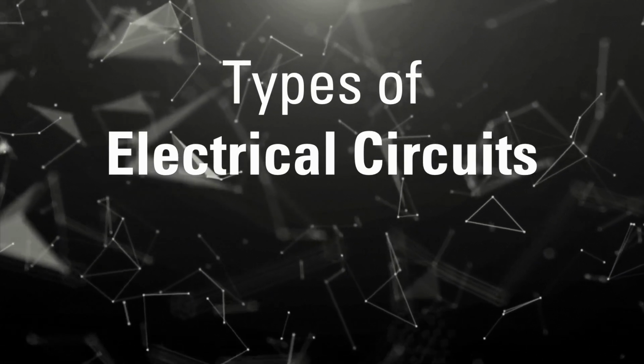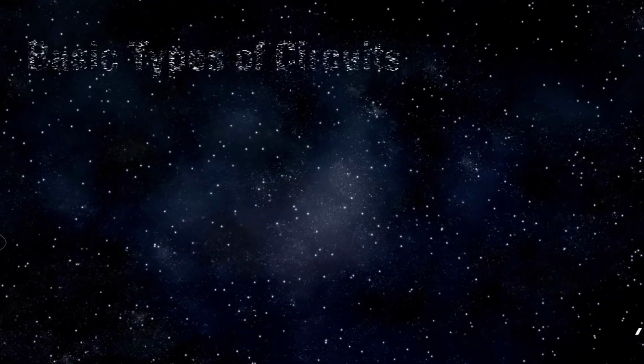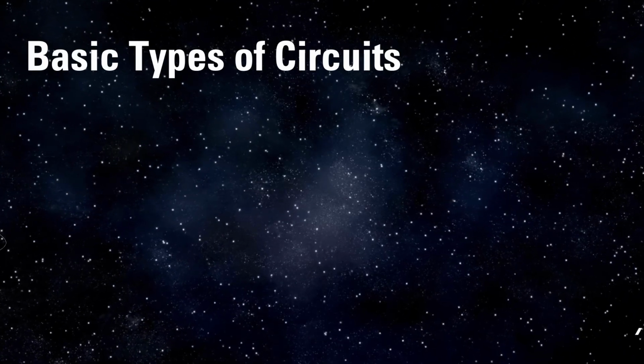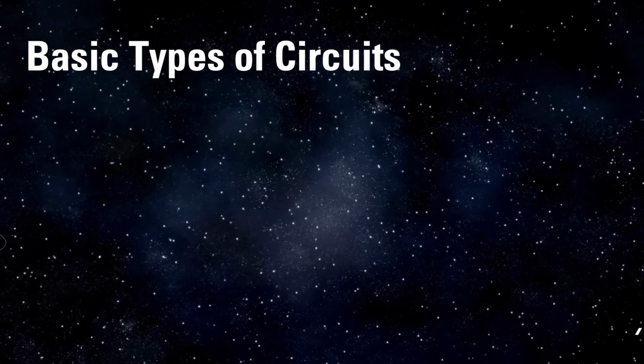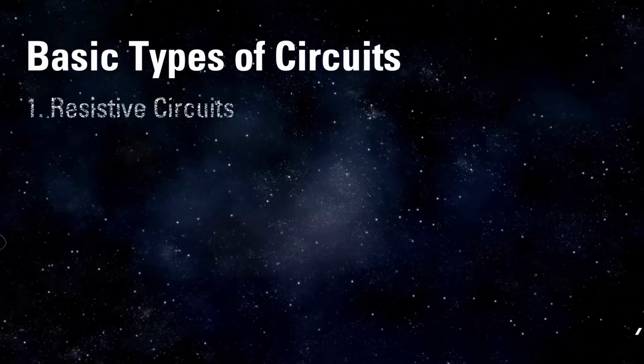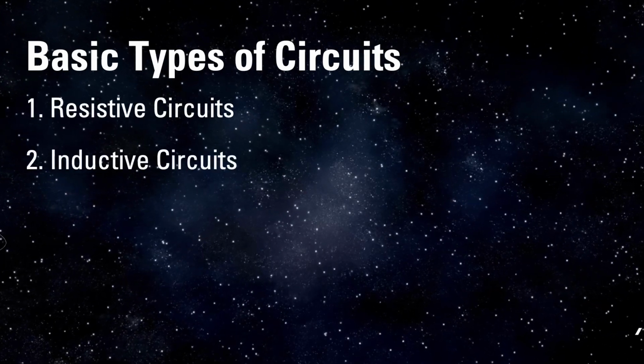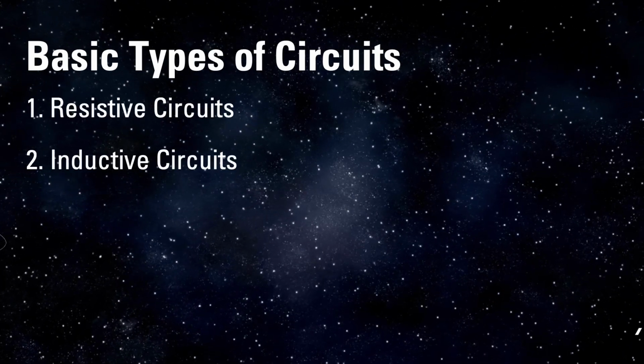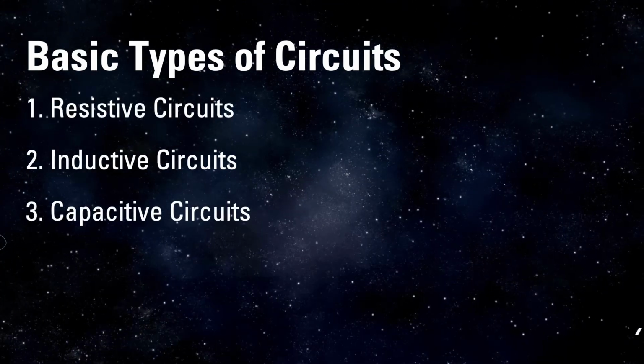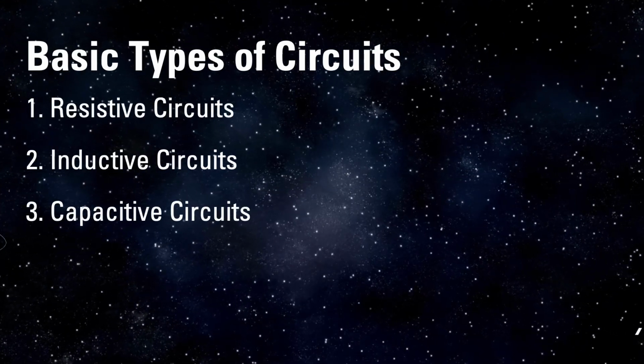What are the different types of electrical circuits? The following are the basic types of electrical circuits. We will define each in later slides. The first type is the resistive circuit. The second type is the inductive circuit, and the third type is the capacitive circuit.